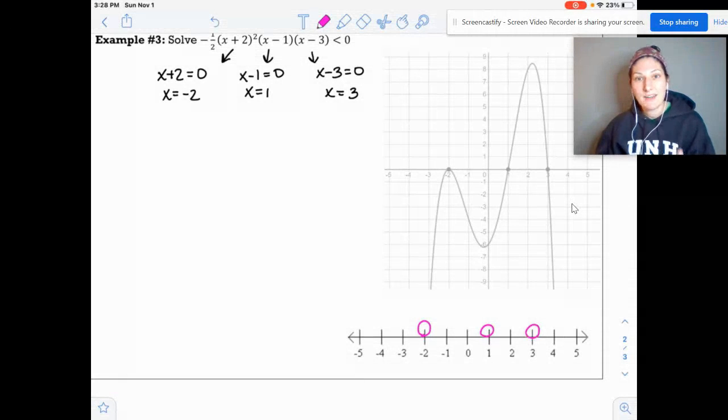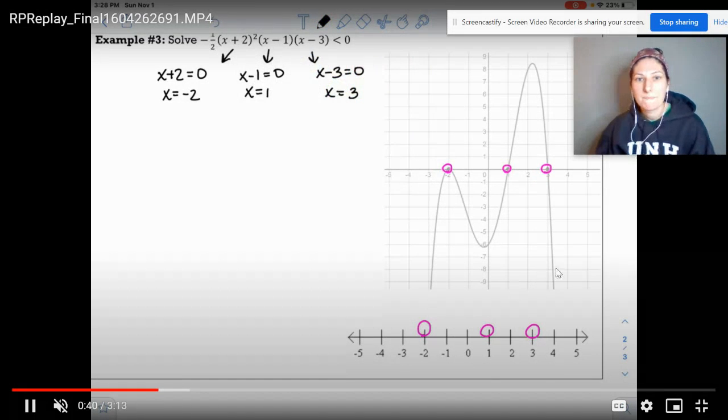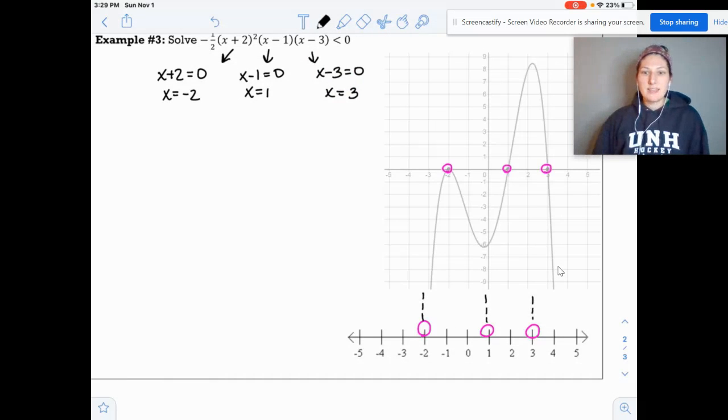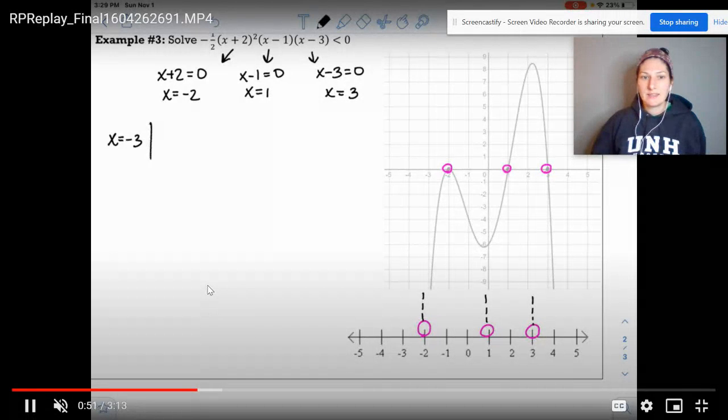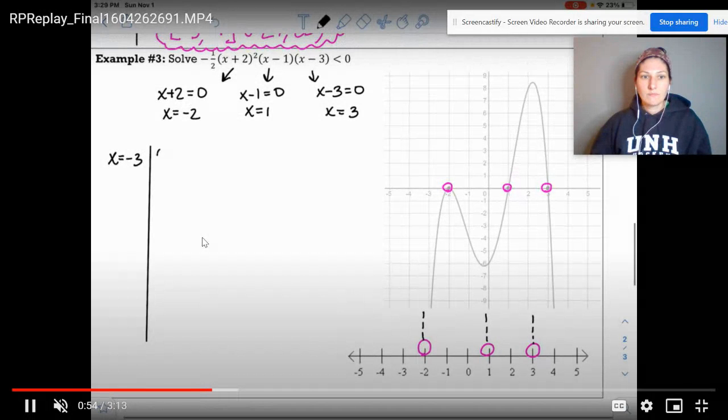Then we're going to test points that fall in each region. So I'm going to pick a number that is to the left of -2. And so you're just dividing up your number line here. When you plug in, I picked -3. When I plug this in, I'm plugging it into this factored form of the equation. So be mindful, there's a negative number in front. So my first sign is going to be negative. So I have that negative number that's in front.